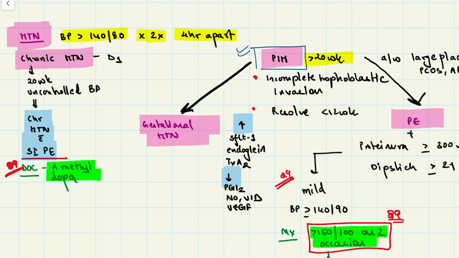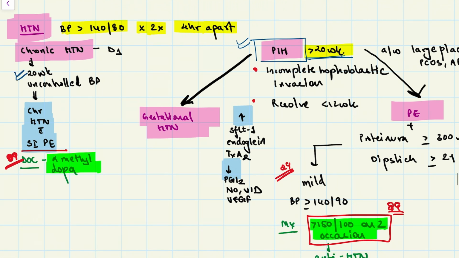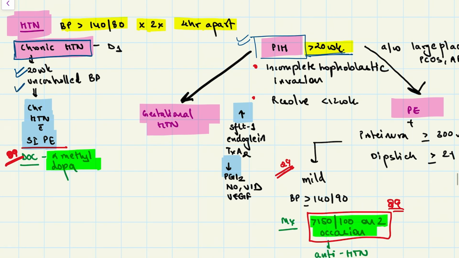So, it is defined as increase in BP after 20 weeks of gestation, while any rise of BP in the first trimester or within 20 weeks is known as chronic hypertension. Now, in a patient with chronic hypertension, if there is uncontrolled BP superimposed on it, it is known as chronic hypertension with superimposed preeclampsia. In such cases, the drug of choice is alpha methyl dopa, either for chronic hypertension or chronic hypertension with superimposed preeclampsia.